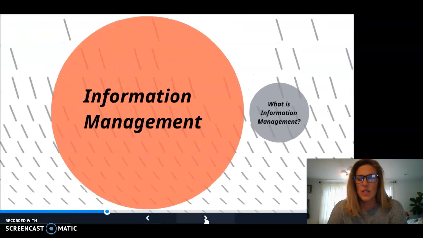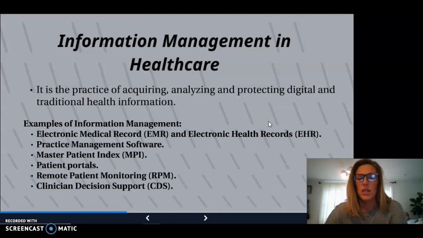Now we're going to move into information management. Data sets are sort of a subdivision of information management. Information management, what is it? Let's take a closer look. Information management in healthcare is the practice of acquiring, analyzing, and protecting digital and traditional healthcare information.